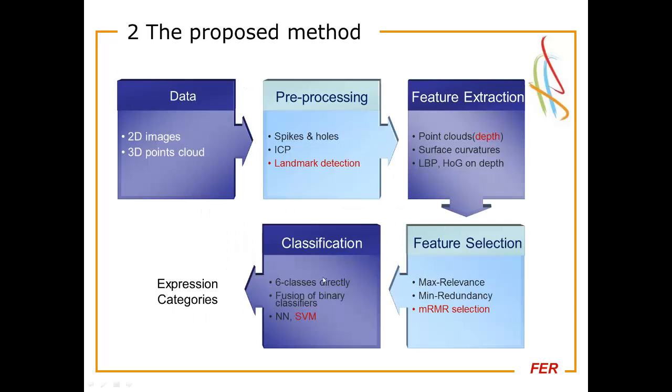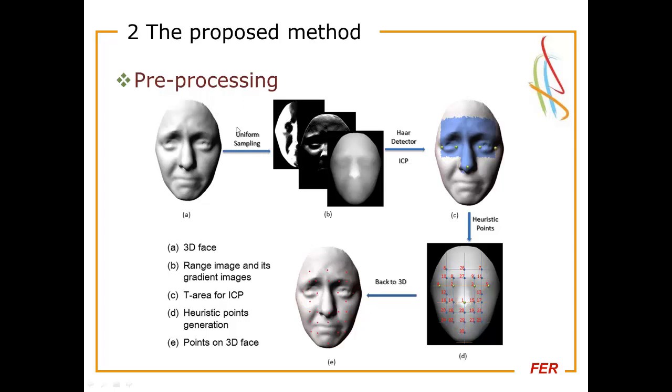This figure shows how my method worked. First, we do data pre-processing, and then we do feature extraction, followed by feature selection, and at last we do classification. In pre-processing, we generate a depth image from the 3D faces, and we calculate its XY gradient image. Based on these images, we train a Haar detector to detect 5 fiducial points.